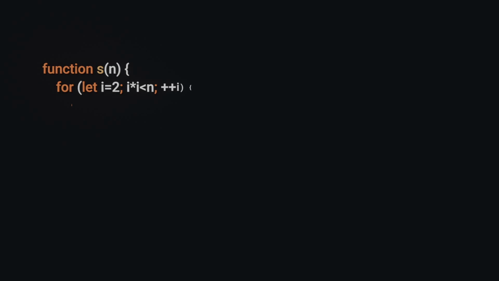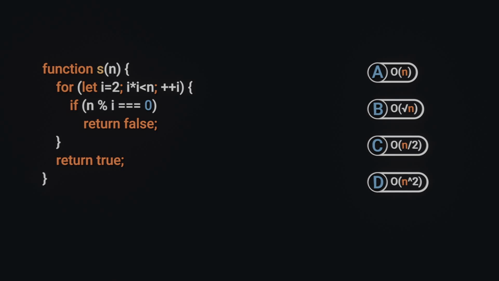What is the time complexity of this function? What is the total number of iterations this for loop will execute? This function will determine if a number is prime by iterating through every number from 2 to the square root of n. So the time complexity would be the square root of n.